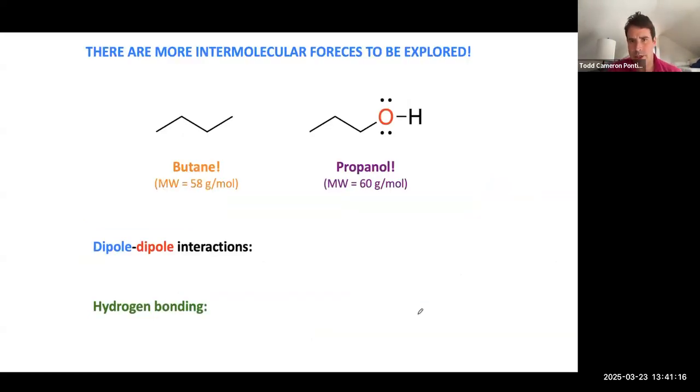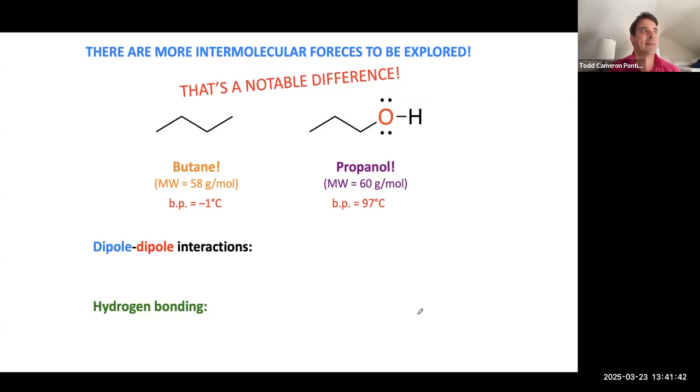Now, some more intermolecular forces to be explored: dipole-dipole interactions and hydrogen bonding. If you look at butane versus propanol, they're very similar in terms of molar mass, but notice that their boiling points are about 100 degrees Celsius different from each other. Significant. And it's all because of that OH group. The OH group gives kind of a twofold boon to the intermolecular forces.